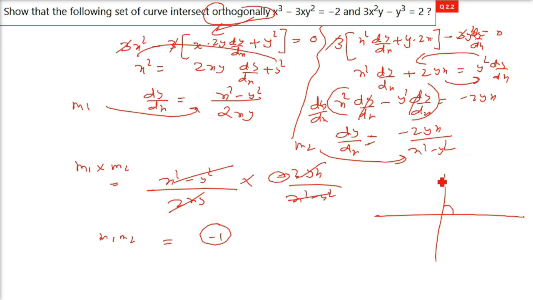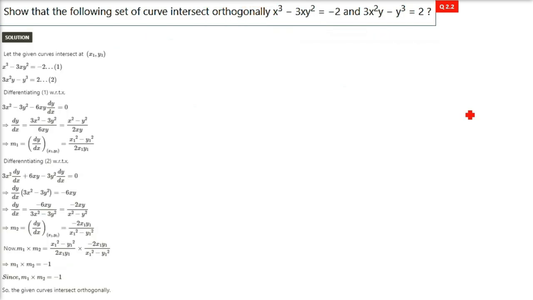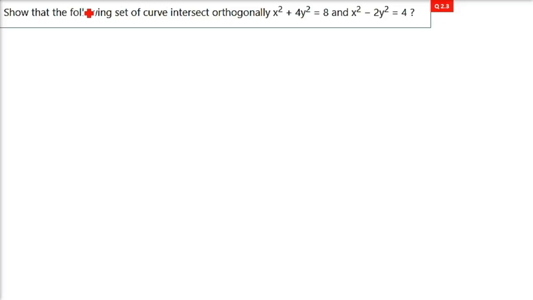So for this orthogonality, you don't have to follow the whole procedure. No, just do it the way I told you. Okay, so this is the reference which I am providing you. You can just try it by yourself also. Now show that the following set of curves intersect orthogonally. So these two curves are intersecting orthogonally. That means what? You have two curves. I'm making imaginary curves, and there's a point of intersection. And what is the angle?